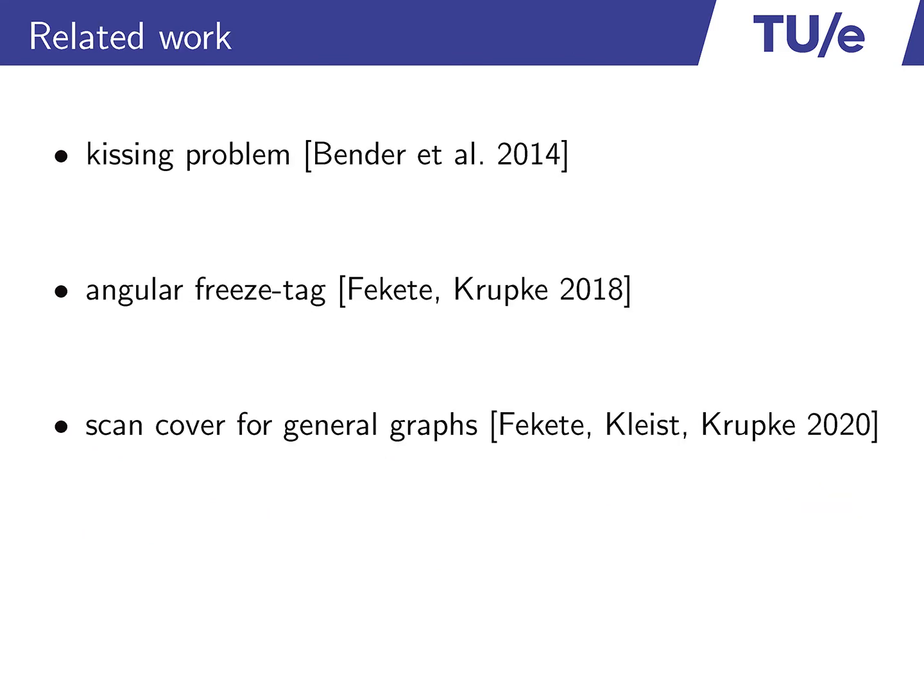There are several related problems. The name blowing a kiss problem is inspired by the kissing problem. In this problem, the agents move around and scan each other when they are close. Like our problem, the angular freeze tag problem also deals with rotating agents at fixed positions, but there the agents do not have to be looking at each other to communicate. In our problem, we scan all pairs of agents, which is the same as scanning all edges of the complete graph of these agents. Fekete, Kleist, and Krupke consider this problem for graphs other than the complete graph.